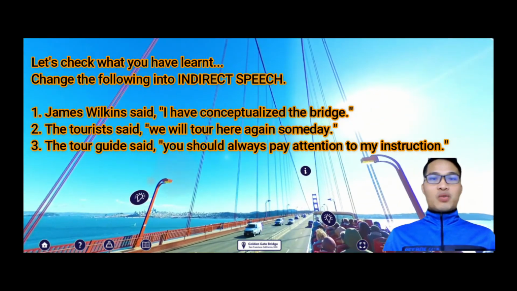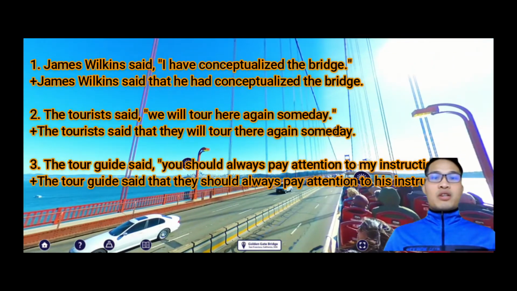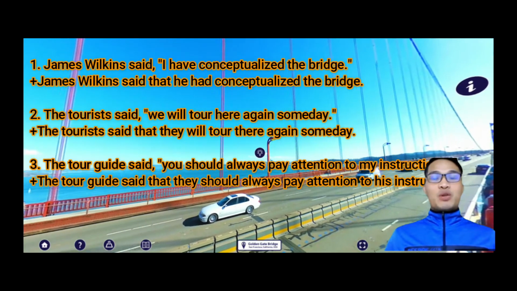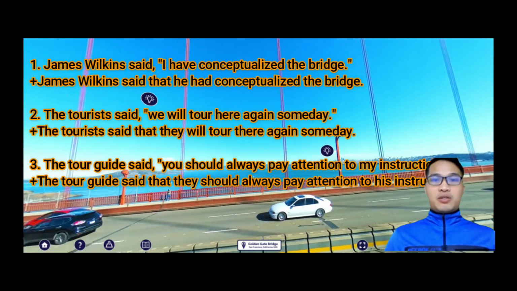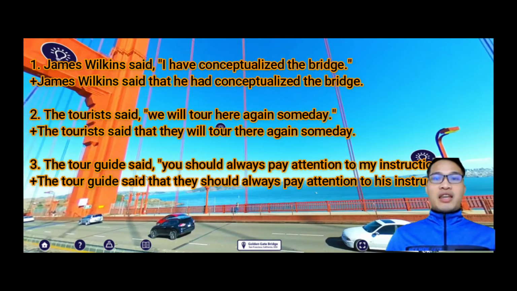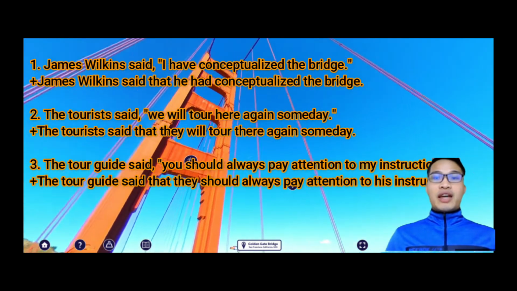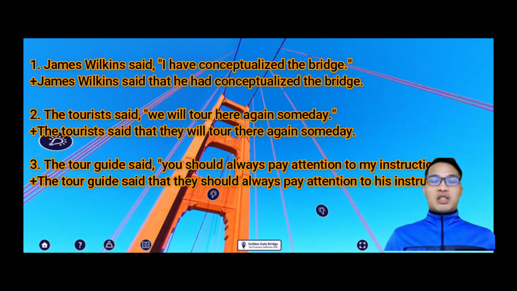I'm giving you 5 minutes to answer the questions. The answers are in the sentences below. Number 1, James Wilkins said that he had conceptualized the bridge. Number 2, the tourist said that they would tour there again someday. Number 3, the tour guide said that they should always pay attention to his instruction.